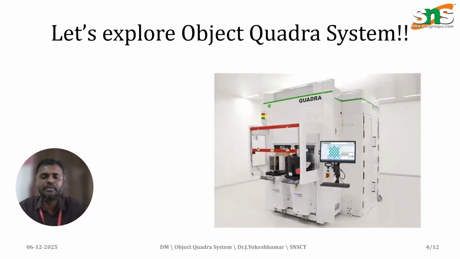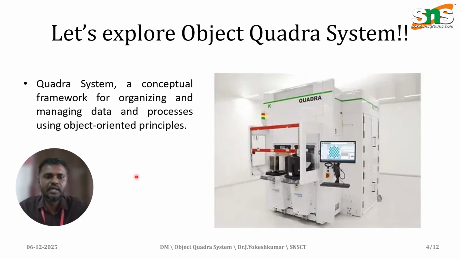Here you can see the Quadra machine. It is a fused deposition modeling based machine. It is used to create a model of any system. This machine operates based on the software available with the system. This is the conceptual model framework we are going to use to organize and manage the data in the process by using object-oriented programming principles.